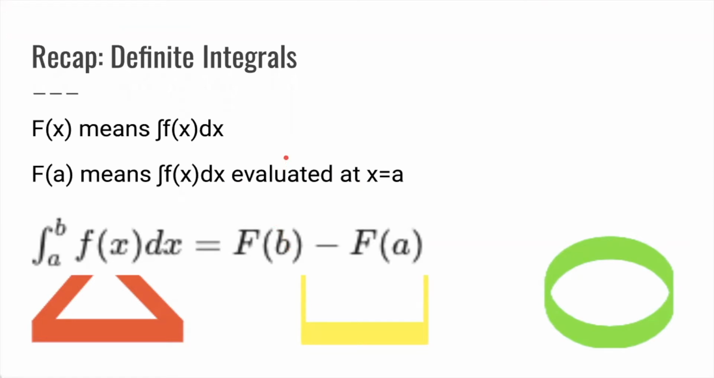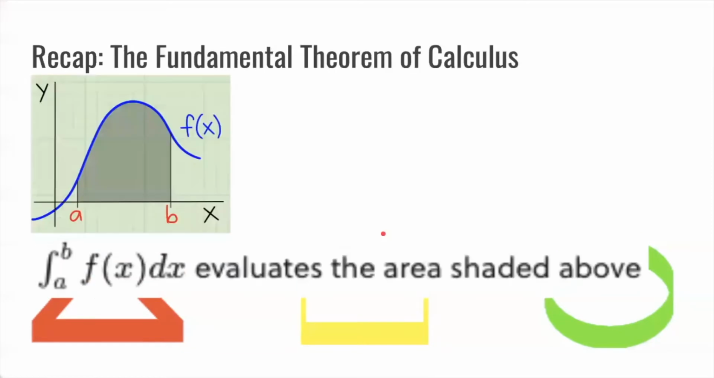In order to learn about it, you need to remember what definite integrals, which were covered in video 7, are. So here's a recap. Capital F of x means the integral of f of x dx. And if you have capital F of a, where a is a number, then it just means the integral evaluated at x equals a. And here is the definition of the definite integral. All right, and here's the fundamental theorem of calculus. So remember that the definite integral can be used to evaluate area under the curve.